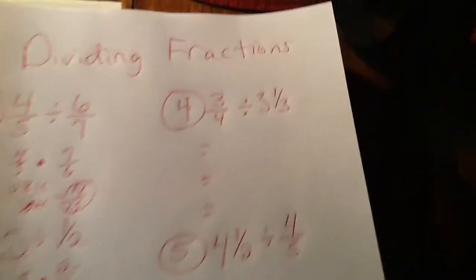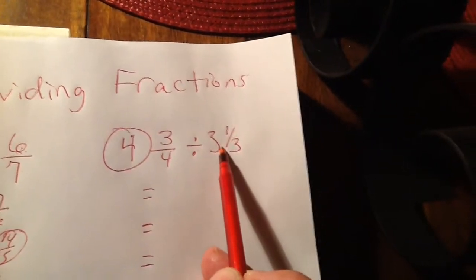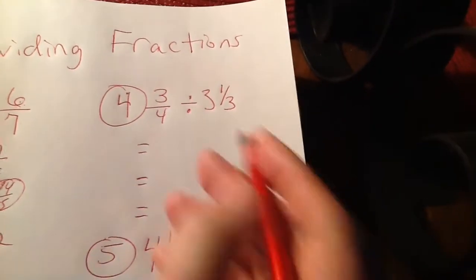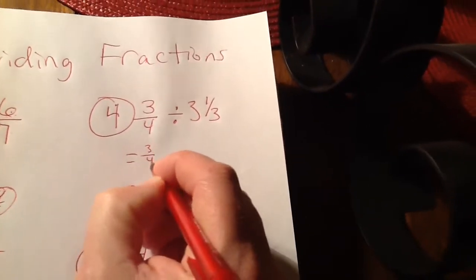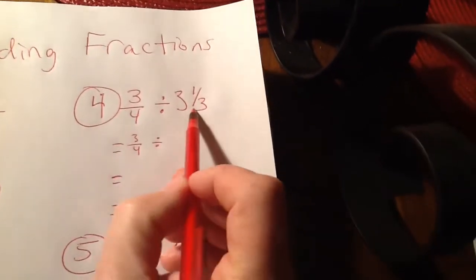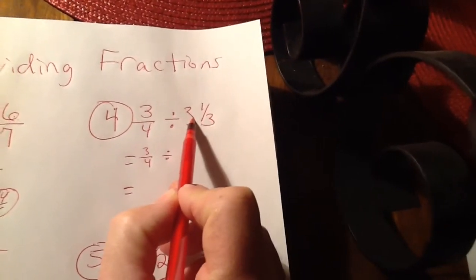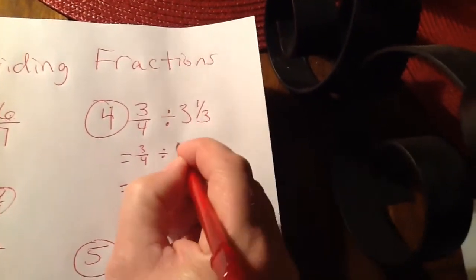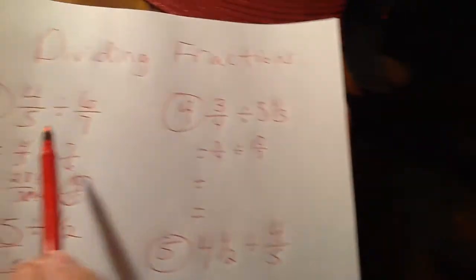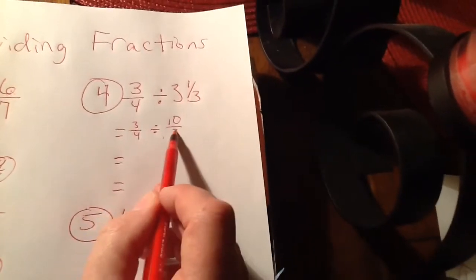Okay. All right, we're going to move over to this. It's a little bit different. We've got a fraction divided by a mixed number. So we got like an extra step, but it's all good. 3/4. You're going to bring this down because technically we're not changing anything yet. We're going to change this number to an improper fraction. 3 times 3 is 9. 9 plus 1 is 10. 10/3. Now we've got it like we did over here, dividing fractions. 3/4 divided by 10/3.